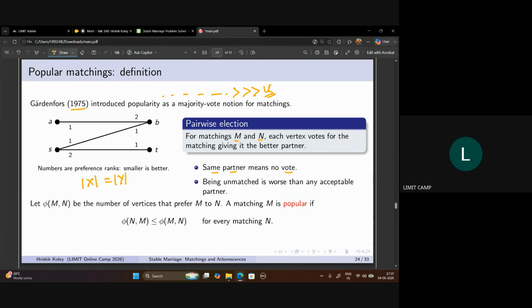But while we are considering stable matching as our condition for the starters, we will stick to this for now. So quick notation, there's phi of m comma n, where m and n are two matchings. This represents the number of vertices that prefer the matching m over the matching n. A matching m is popular if phi of m comma n is greater than or equal to phi of n comma m for every matching n.